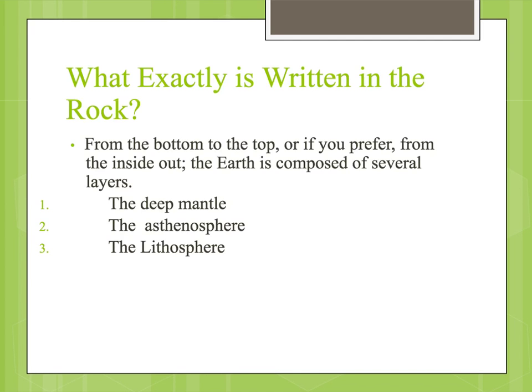What exactly is written in the rock? From the bottom to the top, or if you prefer, from the inside out, the Earth is composed of several layers. The deep mantle is the first. The second is the asthenosphere, and the third, outer layer, is the lithosphere. The Earth is not a fully solid piece of matter. The inner core is completely molten, and the layer immediately above the deep mantle is the asthenosphere, which is also molten.